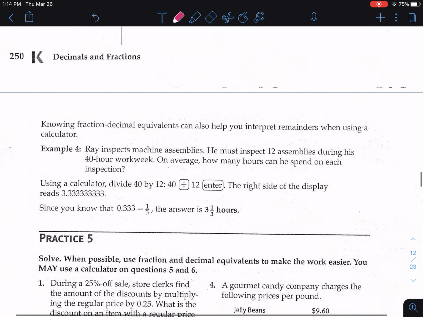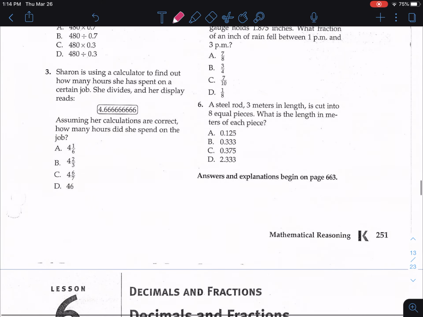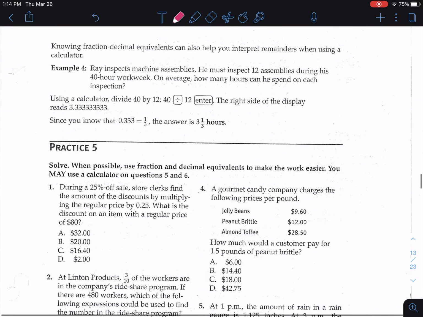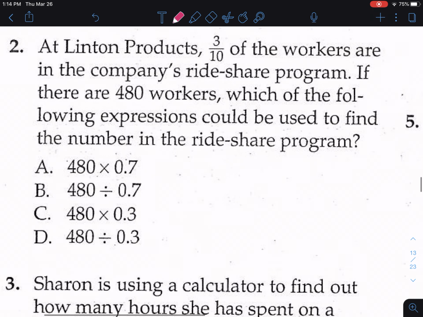Now, I'm going to go straight to the practice. A lot of word problems here. I'm not going to do all of these word problems with you. I'm going to do a couple. I'm going to pick number 2. It says, at Litton Products, 3/10 of the workers are in the company's rideshare program. If there are 400 workers, which of the following expressions, so we don't have to solve the whole thing, could be used to find the number in the rideshare program?